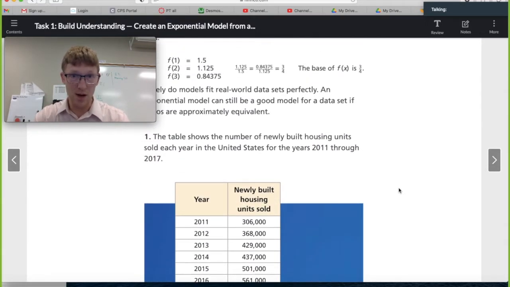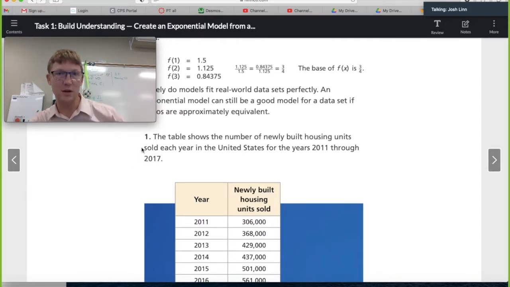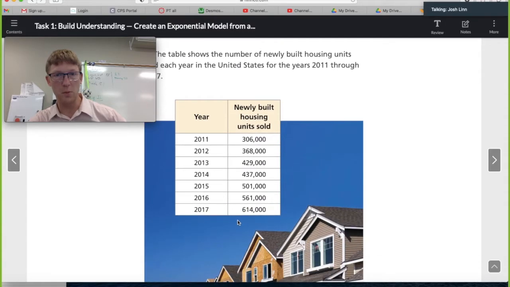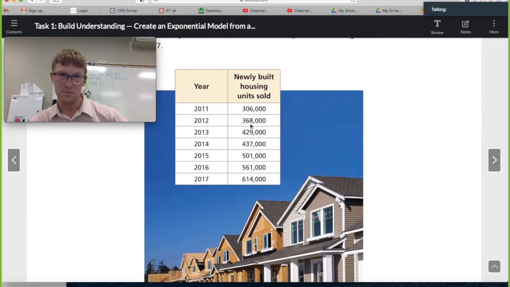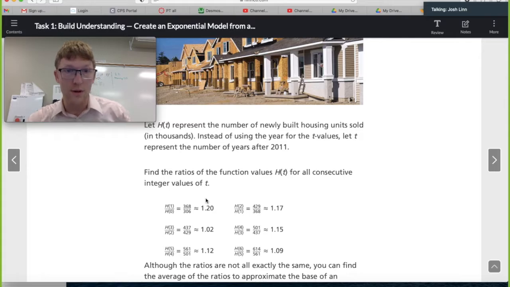So let's try it out. The table shows the number of newly built housing units sold each year in the United States for the years 2011 through 2017. So there it all is. Now, since we're kind of sort of in the real world right now, do you think our data is going to be perfect? Hopefully the answer is no, because our data is never perfect. But we still can be able to find the ratios.